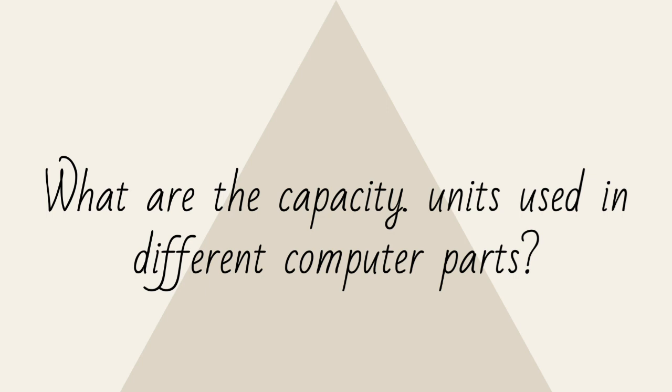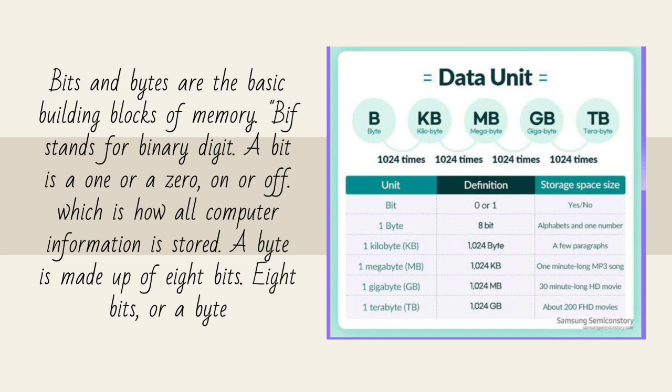What are the capacity units used in different computer parts? Bits and bytes are the basic building blocks of memory. Bit stands for binary digit. A bit is a 1 or a 0, on or off, which is how all computer information is stored. A byte is made up of 8 bits. 8 bits or a byte was the original amount of information needed to encode a character of text. The number was later standardized as computer hardware changed.